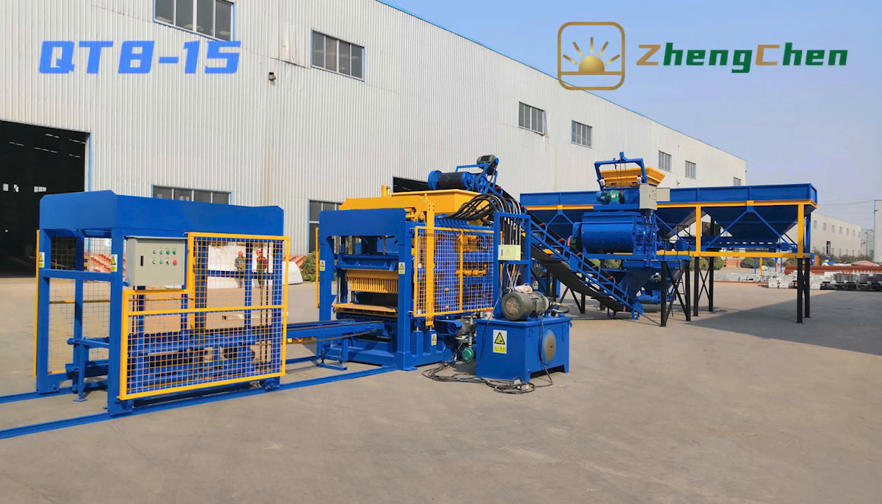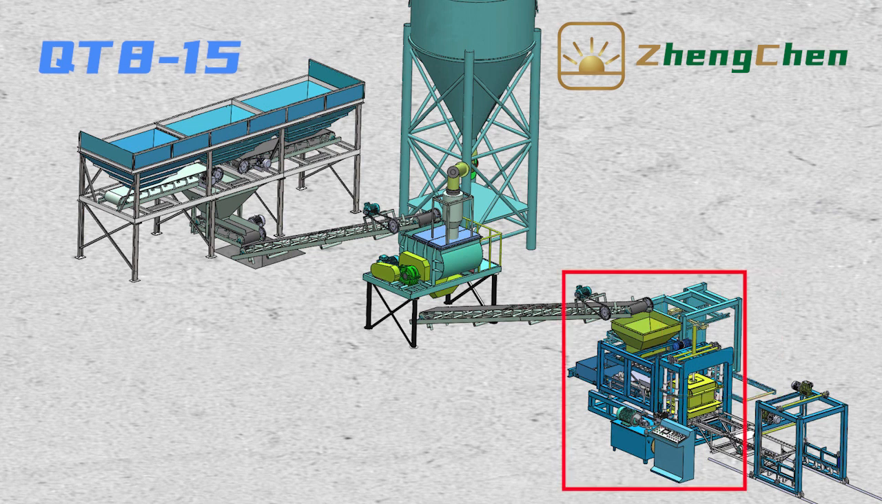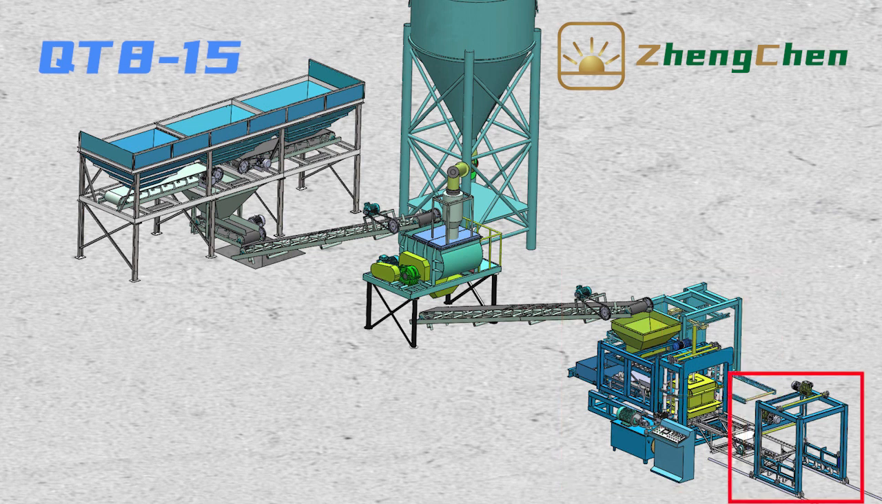Today, we explore a concrete block factory together. The model of the block machine is QD8-15. This is an automatic hydraulic block production line. The full production line is composed of batching machine, cement silo, screw conveyor, cement scale, double horizontal shaft concrete mixer, conveyor belt, automatic pallet feeding machine, block machine, automatic stacker.